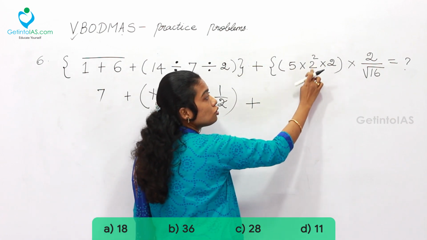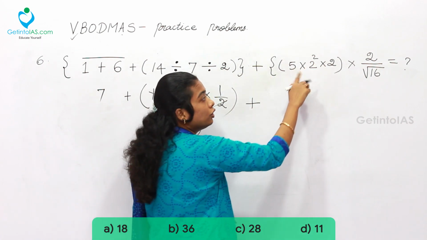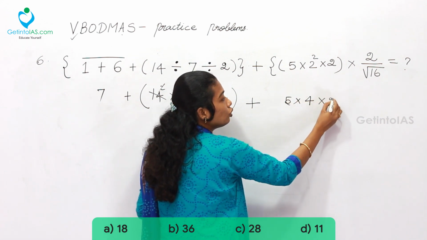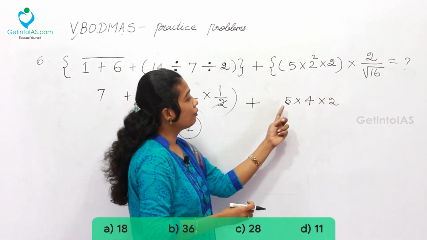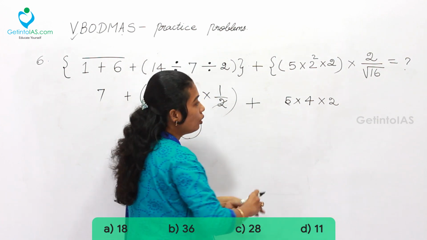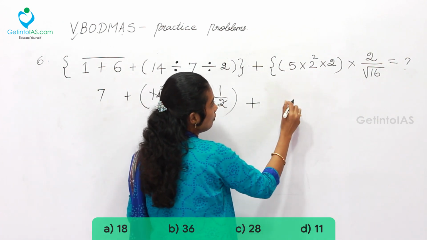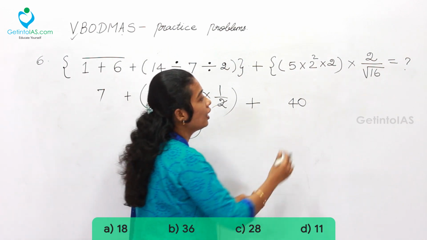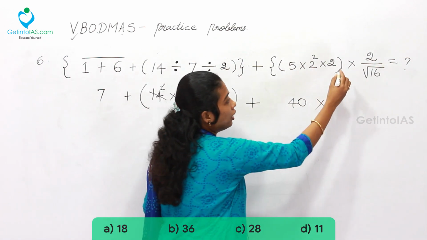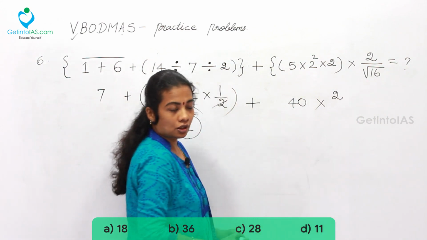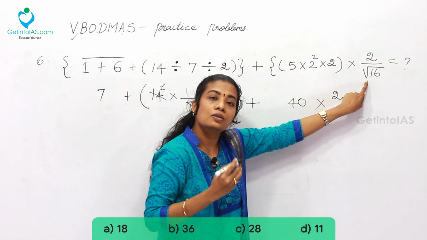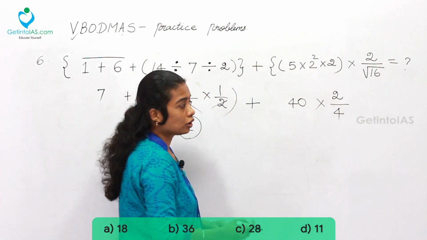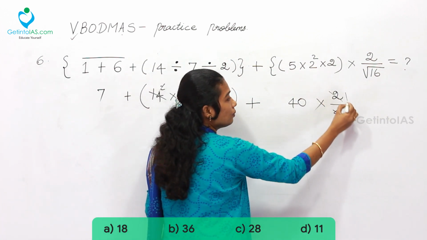So first of all, you want to solve the order, that is square. 2 into 2, 4. Then 5 into 4 into 2. Simply you can start 5 into 4, 20 into 2, 40. So 40. We have opened the small bracket. After that, into. In the numerator, 2 is presented. What is square root of 16? Simply 4. So 2 by 4. Now you can cancel however. So finally 1 by 2.